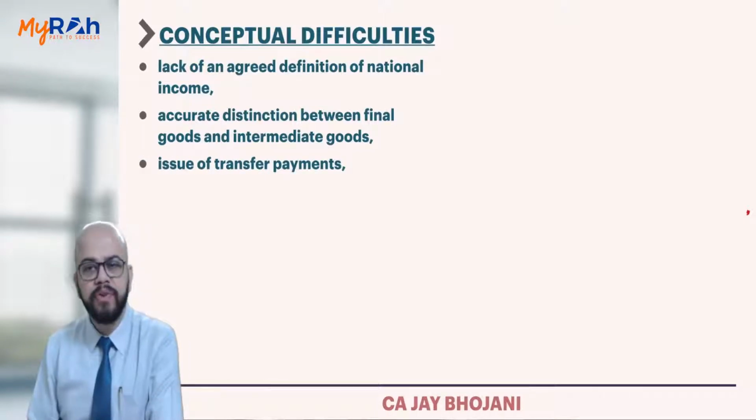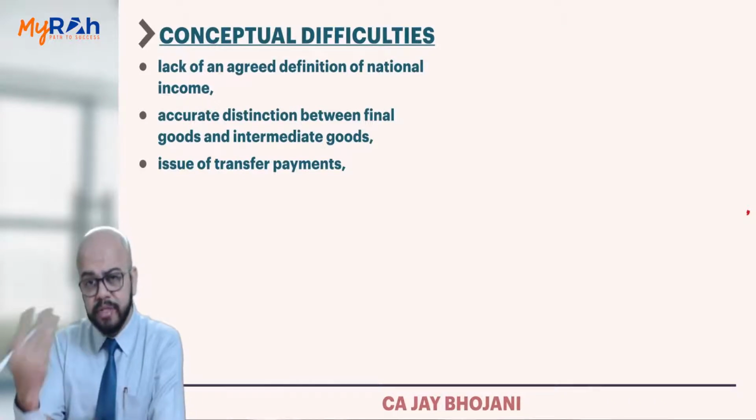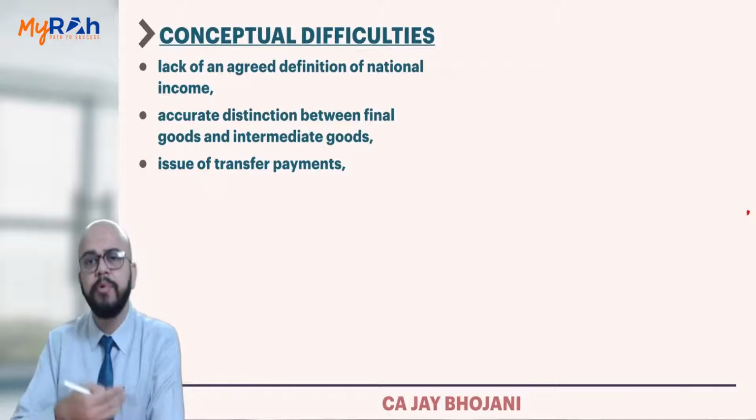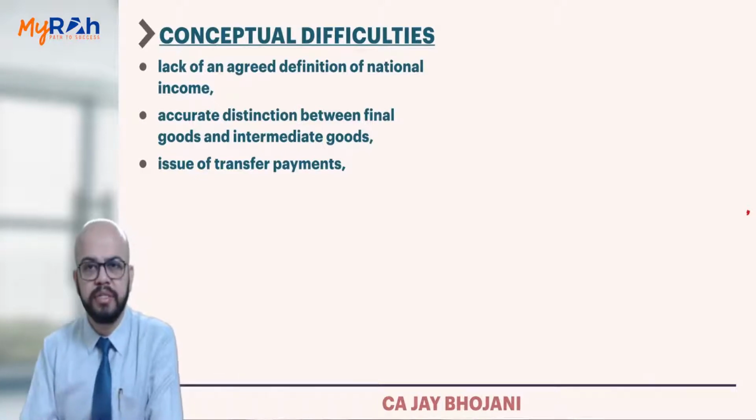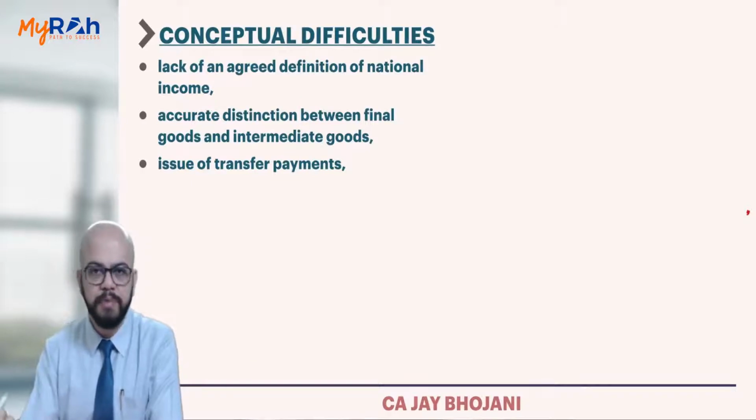Then there is the issue of transfer payments, that we are not considering transfer payments as incomes, but the money that people receive as transfer incomes, they are going to spend it on goods and services anyways. So it is going to give rise to demand. It is going to generate additional production requirement, right? But how do we deal with it? We have no clue.